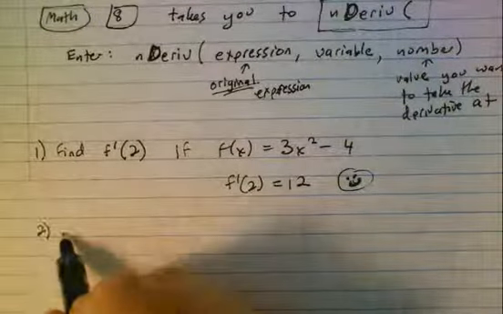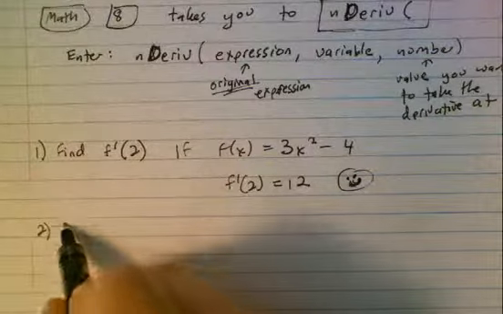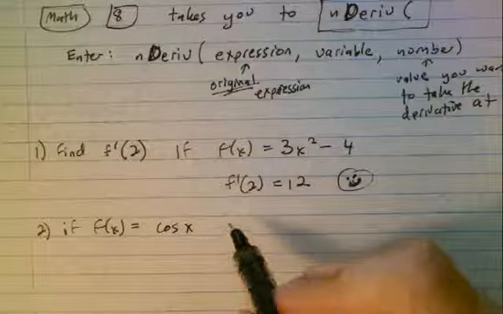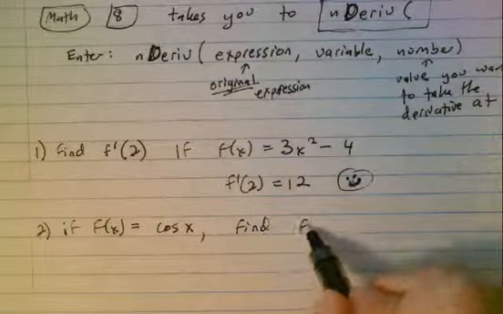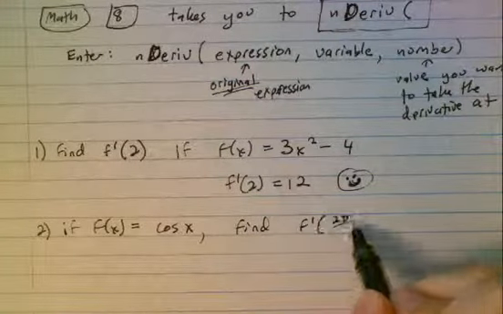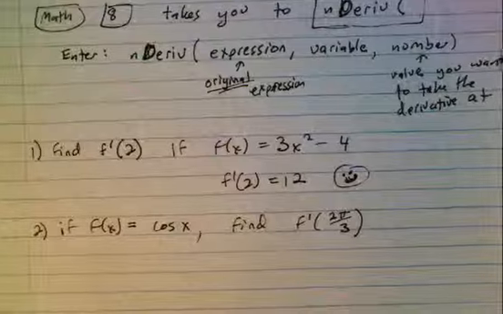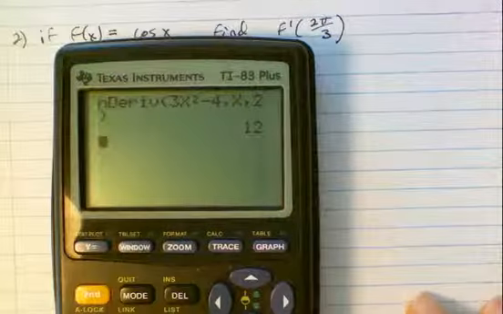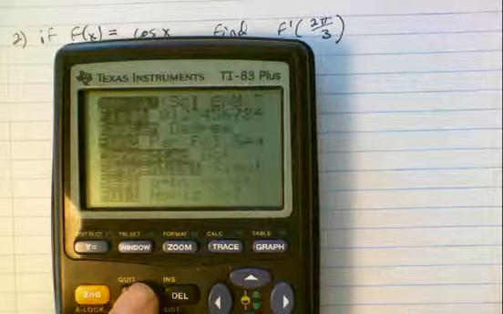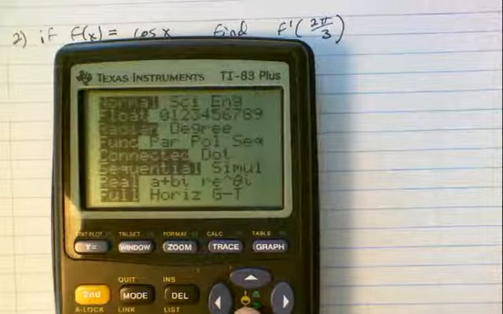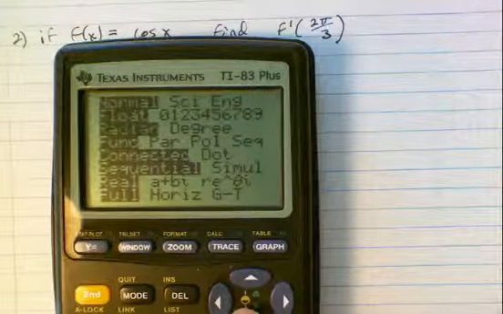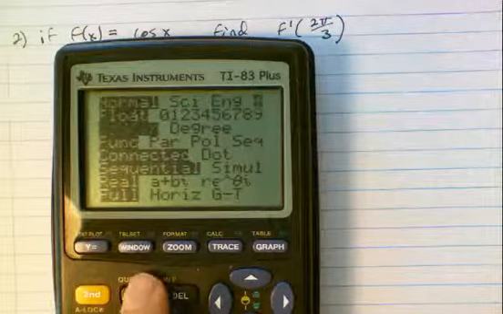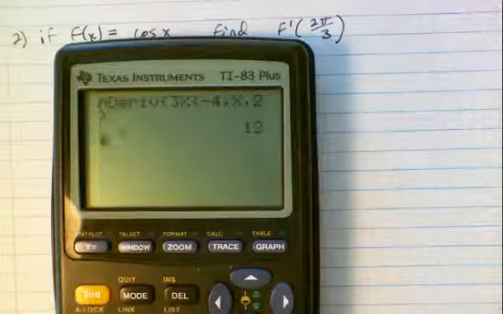Our second one, if f of x equals cosine of x, find f prime of 2 pi over 3. First thing you want to do is make absolutely sure your calculator is in radians, so go to Mode. Radian should be highlighted. If it's not, arrow down to radian and hit Enter. And then second Quit will bring you back to the main screen.